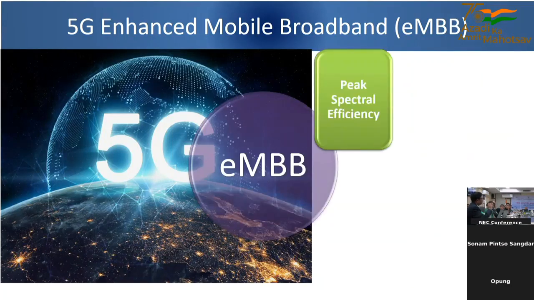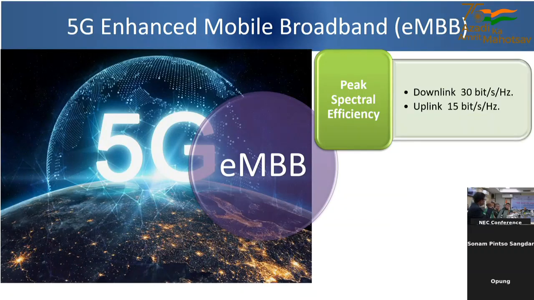The next important capability of any mobile technology is spectral efficiency. That means if an operator is deploying, say, 1 hertz of frequency, how much data rate can that support. 5G supports 30 bits per second per hertz of peak spectral efficiency. Generally, it will be less than that depending upon the environment, but theoretically that much.